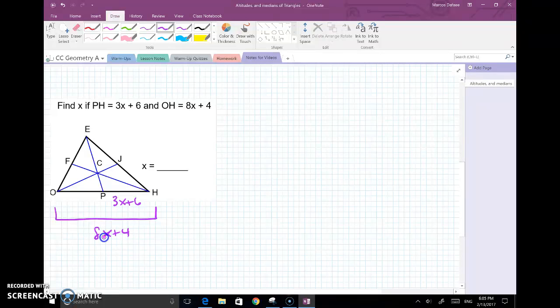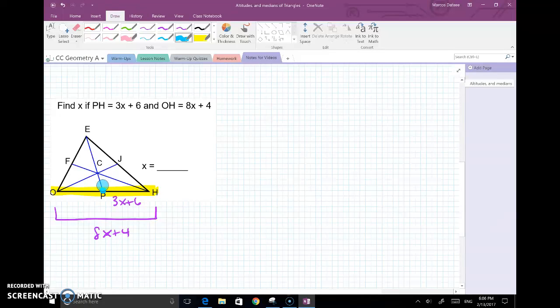Now in this case, we are still dealing with medians. However, we're dealing with the end parts of the medians. In other words, the part of the median that touches down on the opposite side of the vertex it came from. And so I'm focusing specifically on this segment right there, that whole segment OH. And what I know is that point P is the midpoint of that segment, of that side of this triangle.